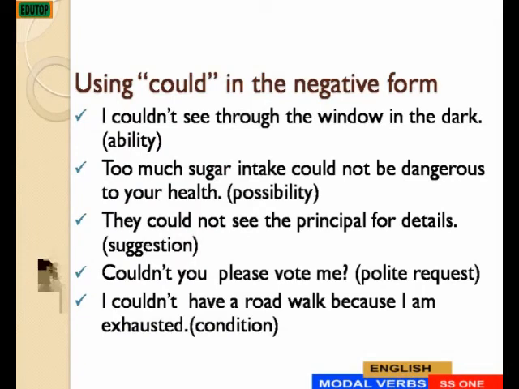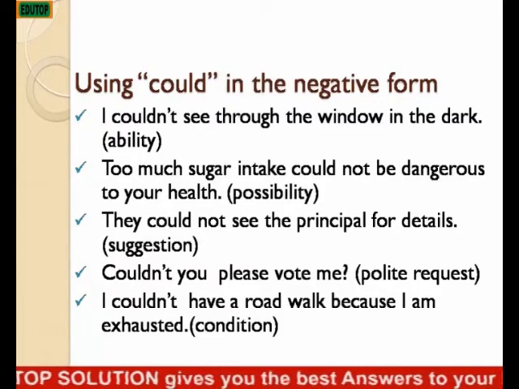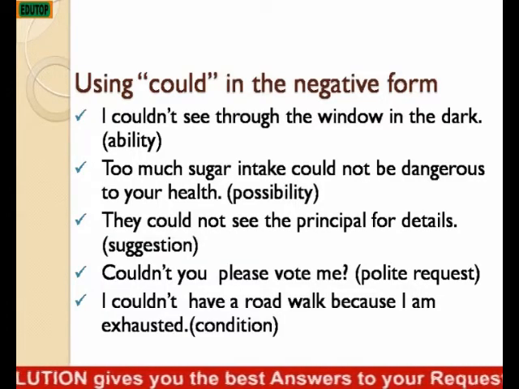Could can also be used in the negative form. We have examples like, I couldn't see through the window in the dark. This is ability. Too much sugar intake could not be dangerous to your health. Possibility. They could not see the principal for details. Suggestion. Couldn't you please vote me? It's a polite request. And lastly, we have, I couldn't have a road walk because I am exhausted. That is a conditional sentence.